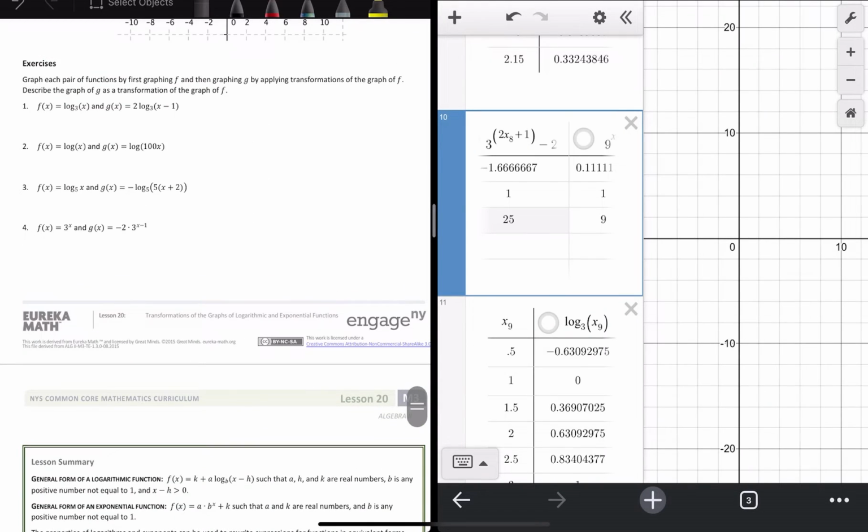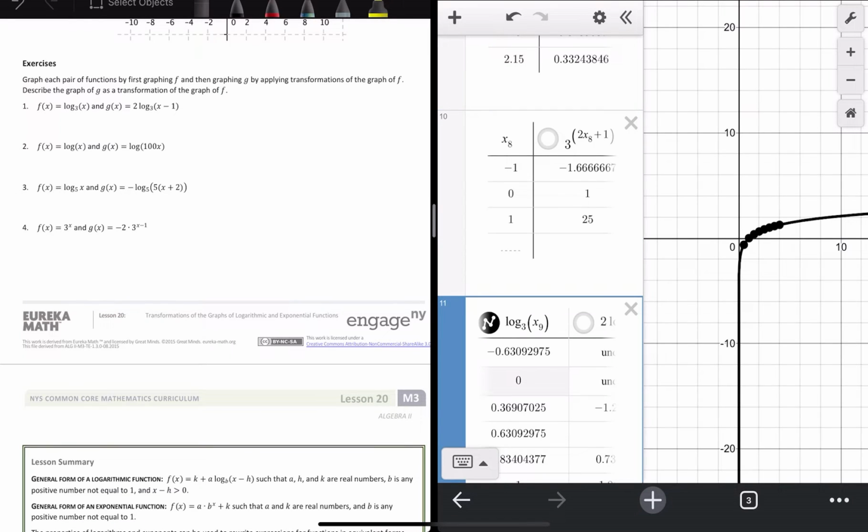Now for 1, 2, 3, and 4, we're just going to graph each one and describe the transformations from F to G. Hopefully these will not be too complicated. I find it easier just knowing where they're at in the forms to tell. It's very hard for me to look at a graph and tell what's going on as far as what the scaling factors are. So here we have f of x is log base 3 of 2x minus 1. So that's what's going on with that graph.